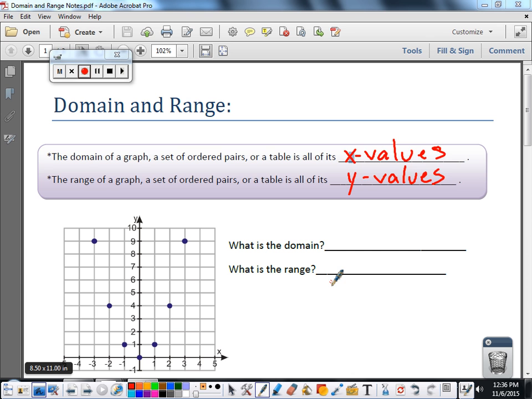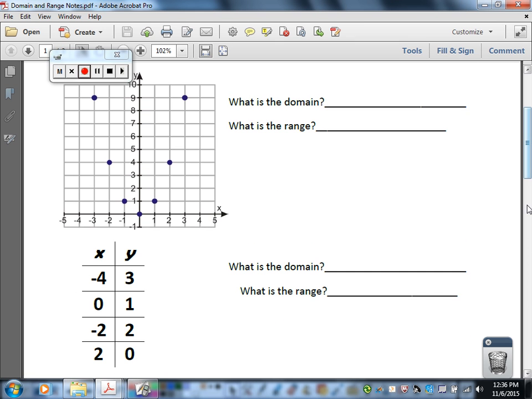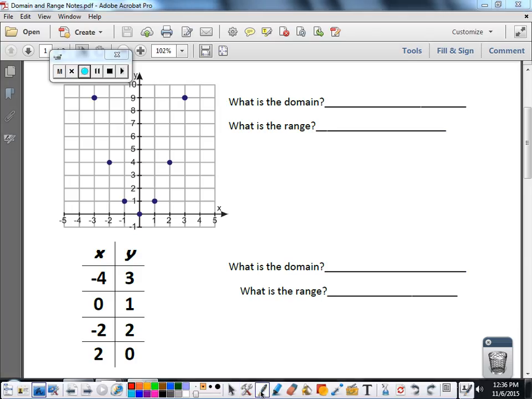So let's look at this. The domain of this graph is going to be all of the x values of the points on the graph. Are you with me? There are several of them, so all I have to do is list them. When I'm listing these, I want to put them in a fancy bracket. When I'm reporting the domain, I always go from left to right.